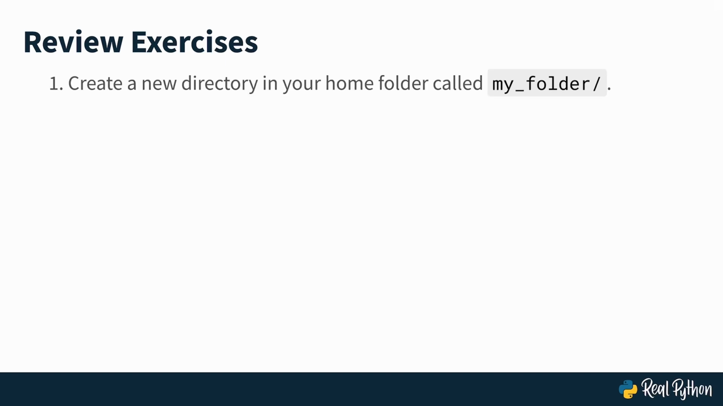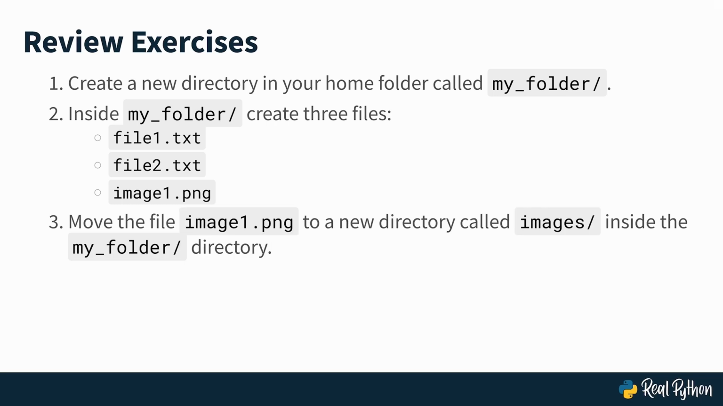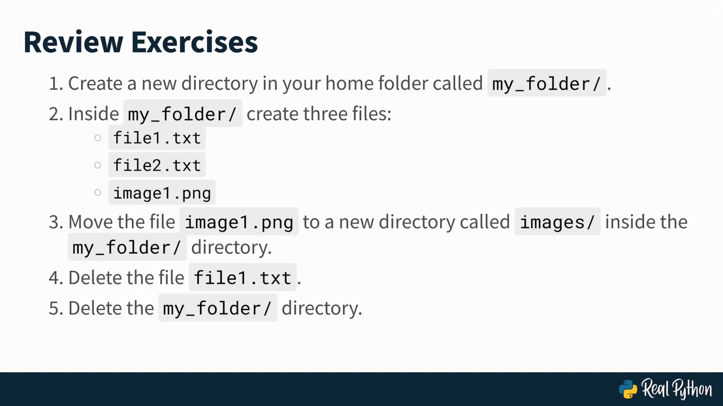Here's the first part of the exercises that you're going to tackle. This is a bit of a warm-up session for you. I will want you to create a new directory in your home folder and call it my folder. Then inside of that folder, you should create 3 files, file1.txt, file2.txt, and image1.png. Next, I will want you to move the image1.png file to a new directory that you'll call images, and that should be inside of your my folder directory. Then you should delete file1.txt, and finally, also delete the my folder directory. At the end of this little drill, you'll be back to base 1, basically.